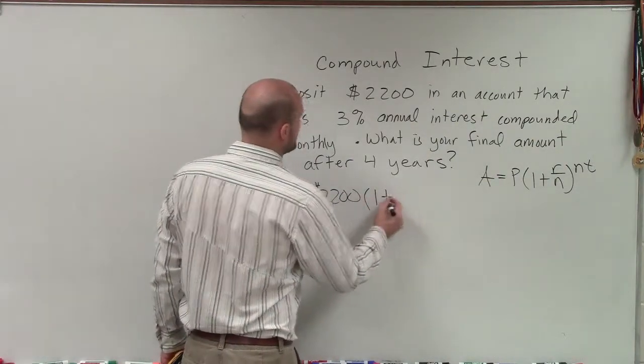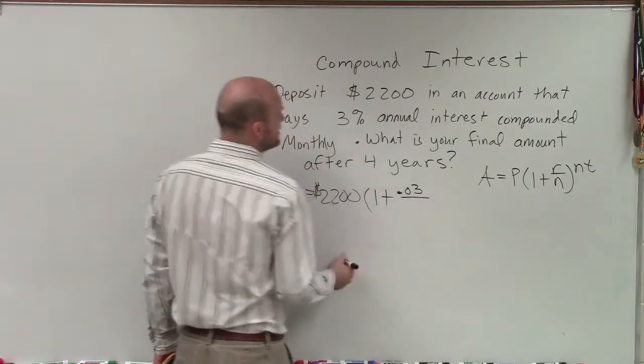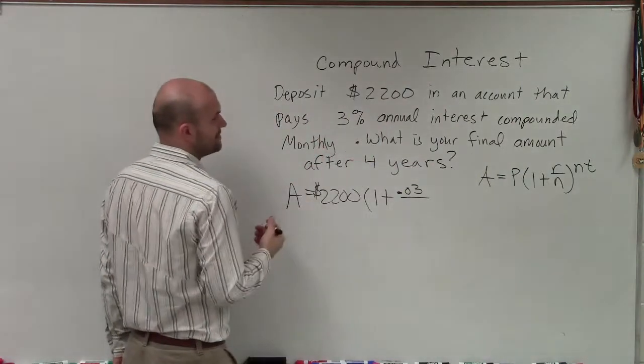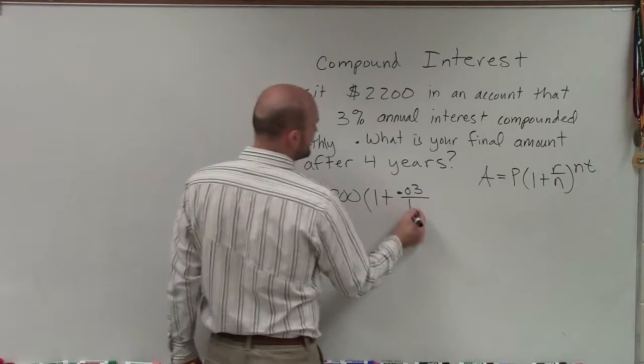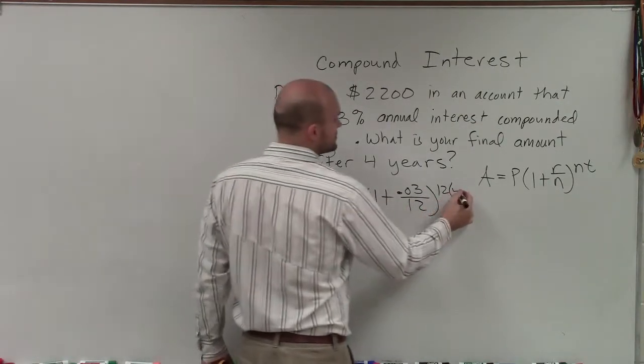Multiply that by 1 plus our interest rate, which is 3. To write that as a decimal, it would be 0.03 divided by N. N is the number of times we compound per year, which is monthly, so that will be 12, raised to the 12 times the number of years, which is 4.